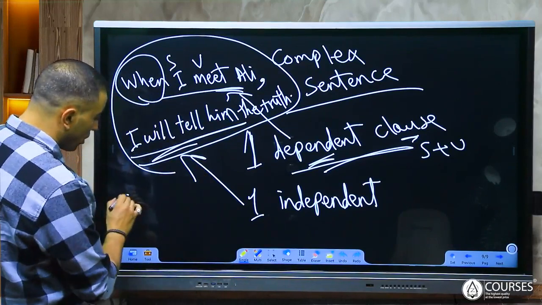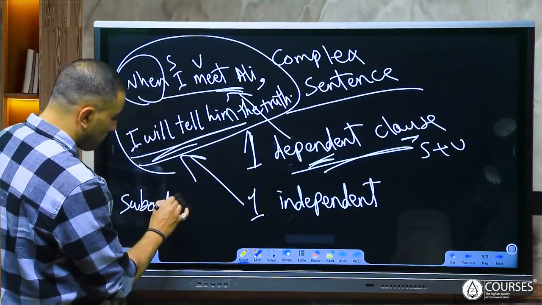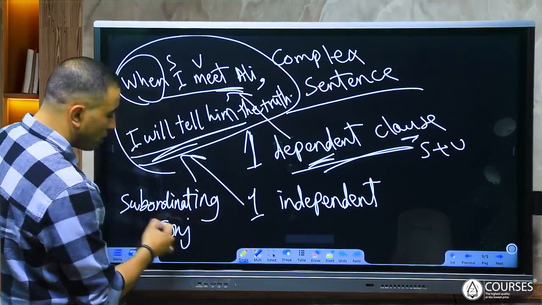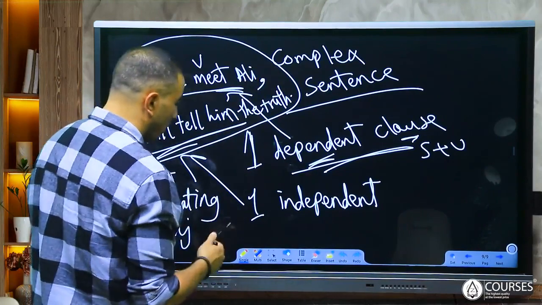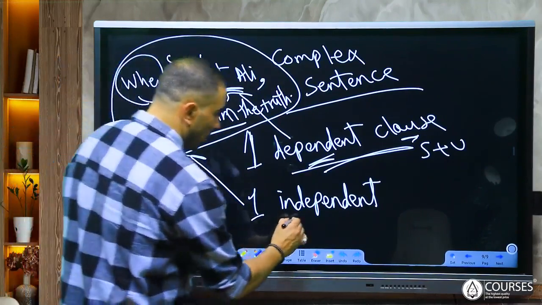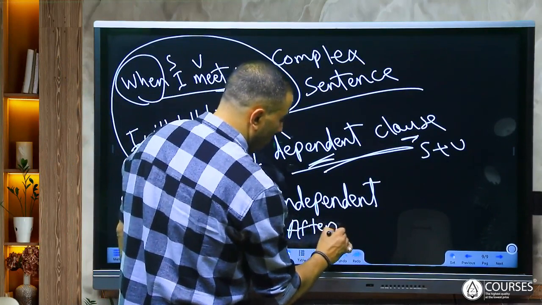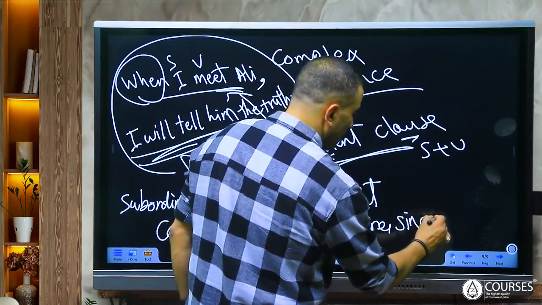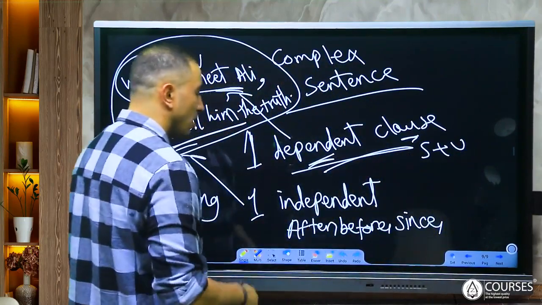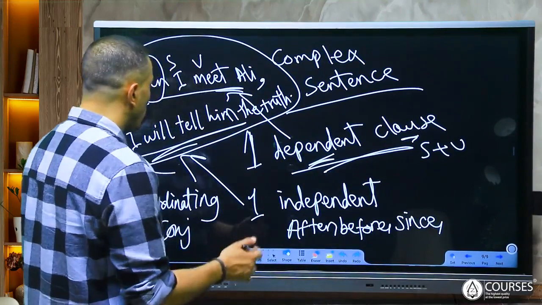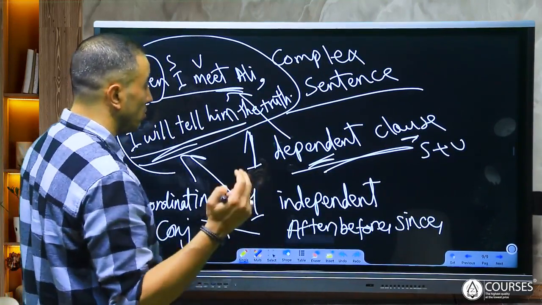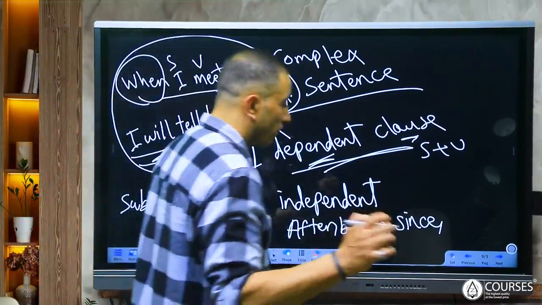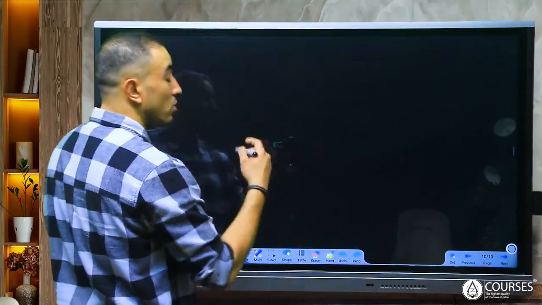When is a subordinating conjunction. Subordinating conjunctions include a lot of conjunctions, such as after, before, since, even if, even though. We call them subordinating conjunctions. It connects one dependent clause plus one independent clause.